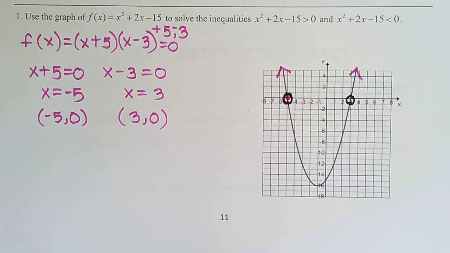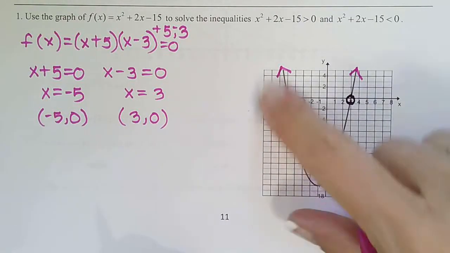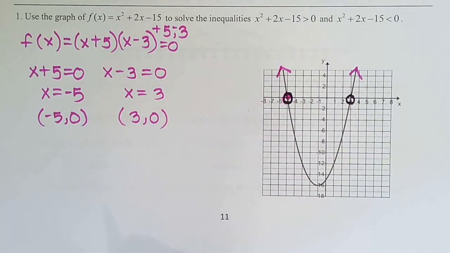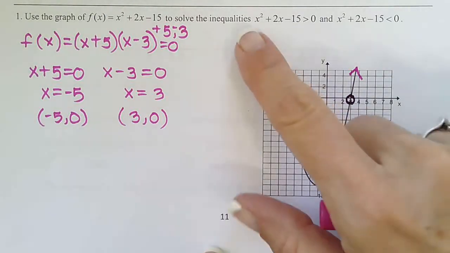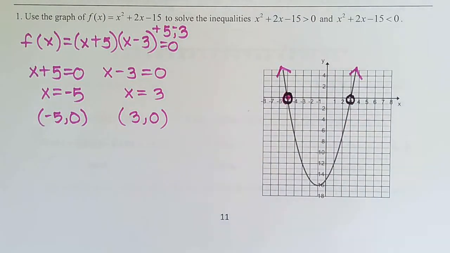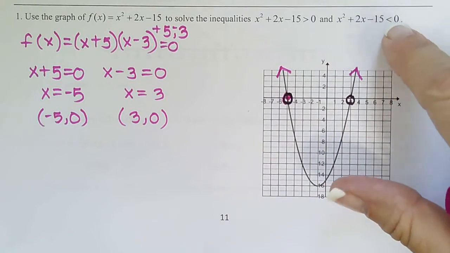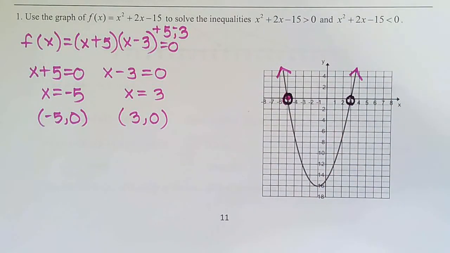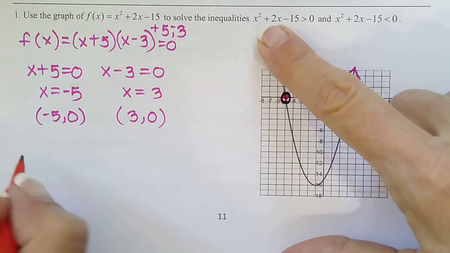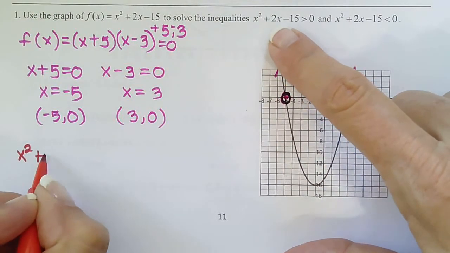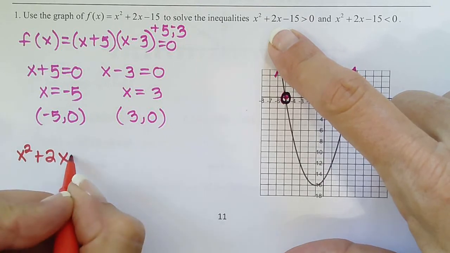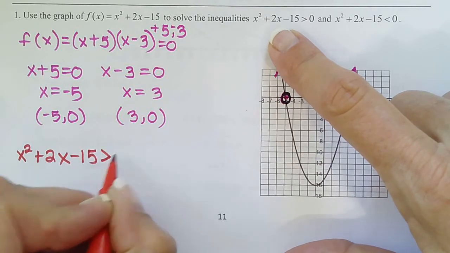Okay, so the parabola's ready. All we need to know is that it cups up and where it crosses the x-axis. We don't have to do the vertex and all that fancy stuff. We just need to know the general form. So cups up, 2 x-intercepts. We made the x-intercepts open circles because there's no equal sign. So first, we're going to tackle x squared plus 2x minus 15 is greater than 0.